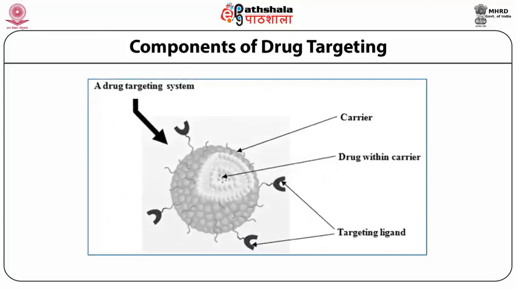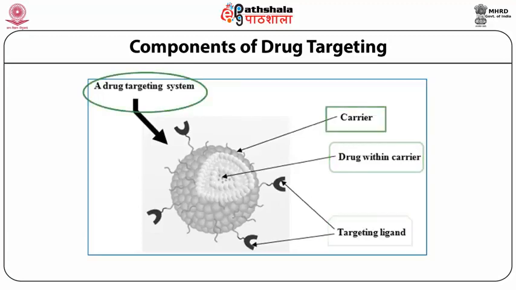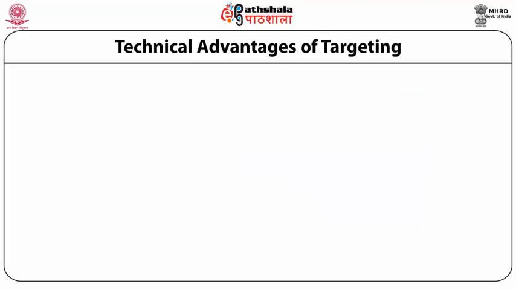On the right hand side figure, you can see a drug targeting system. The first is the drug targeting system. The second is the carrier, which can carry the drug. Inside, you can see the drug is within the carrier, and lastly there is a targeting ligand. The technical advantages of targeting.